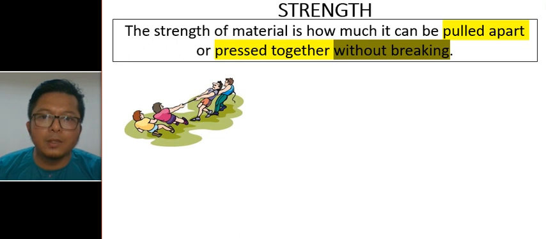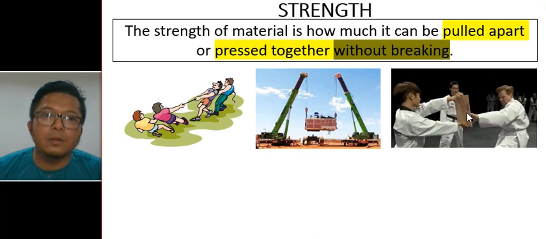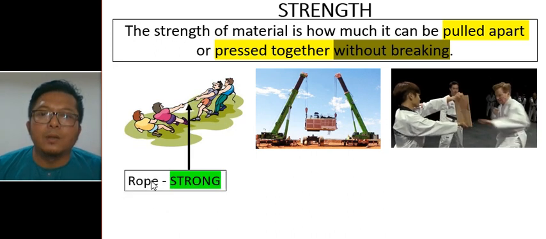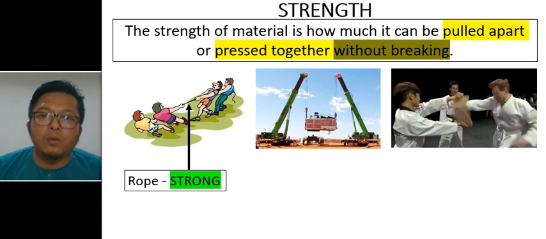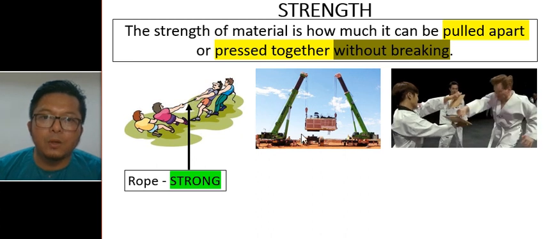Example, this one. What is this? What are they pulling? What is the name? Or this one. Or this one. Take a look. Okay, now. Rope between tug of war. This rope is strong because it cannot break when these two teams pull together.